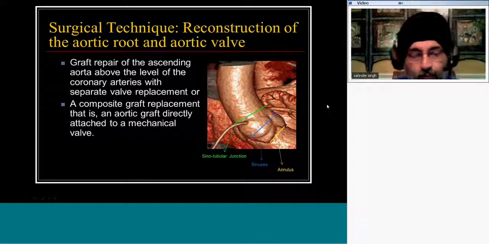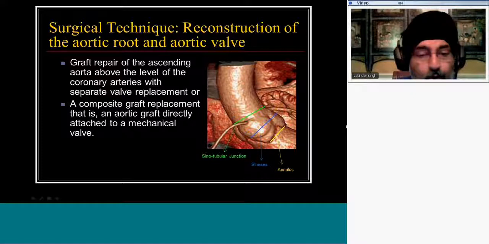There are different surgical techniques for different parts of the aorta. For ascending and aortic root repair, there are two methods. Either you replace the ascending aorta separately and the aortic root or aortic valve separately, or you can use a composite graft which includes the mechanical valve and the graft of the ascending aorta itself. As you know, the aortic root has three main components. One is the annulus at the cusp tips. Then you have the level of the sinuses, which is the maximum diameter at the sinuses of Valsalva. And then you have the sinotubular junction. So this part is the aortic root and the rest is the ascending aorta.